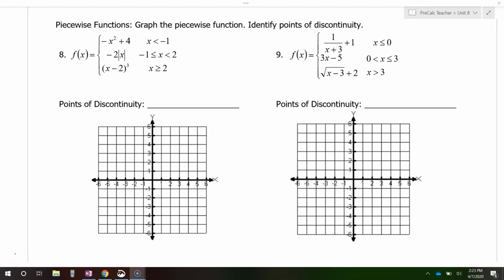In this video, I'm going to show you how to graph a piecewise function. We're going to get into some fairly complex ones, but it will still be a piece of cake. And we'll talk about points of discontinuity as well. So let's sort of color coordinate this as we go. We're going to graph each piece of the function, one piece at a time.